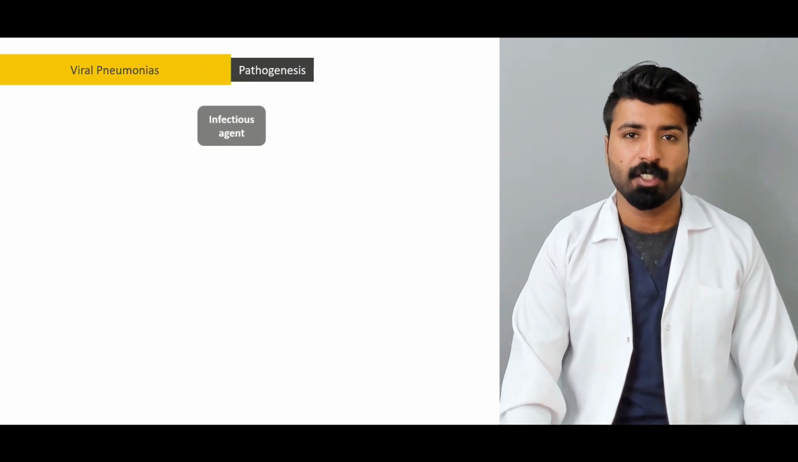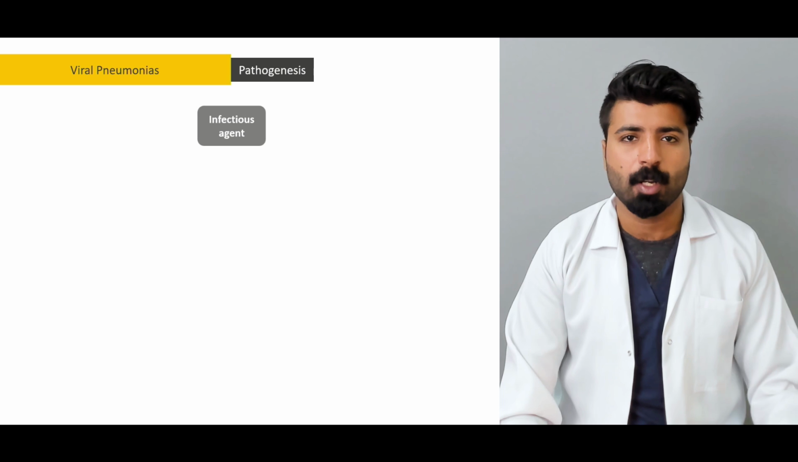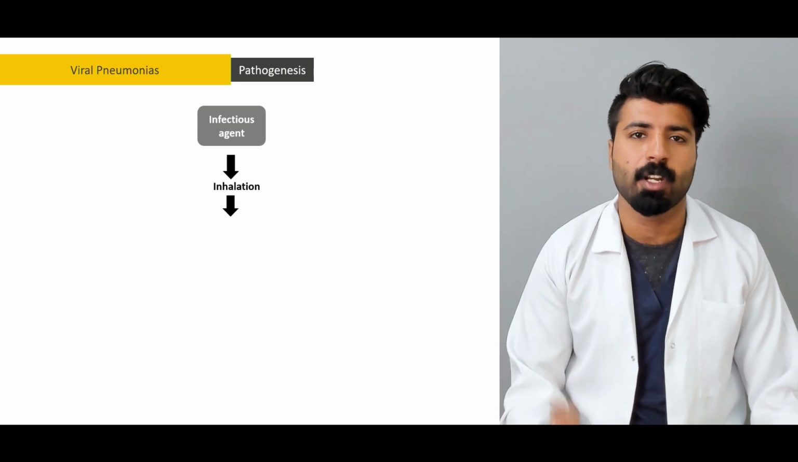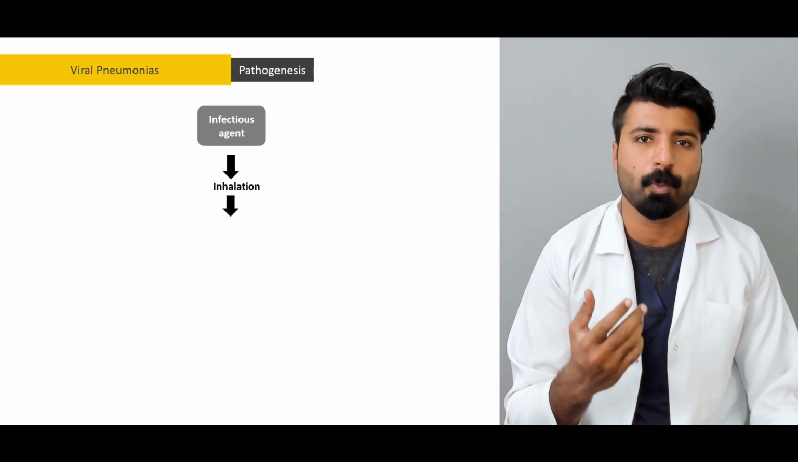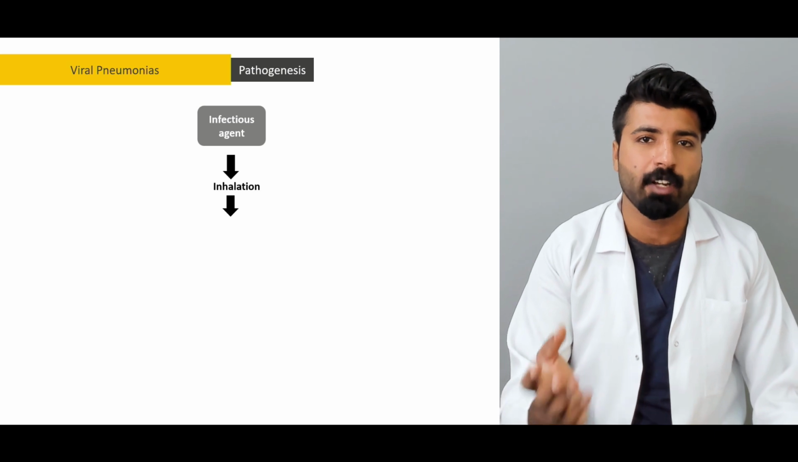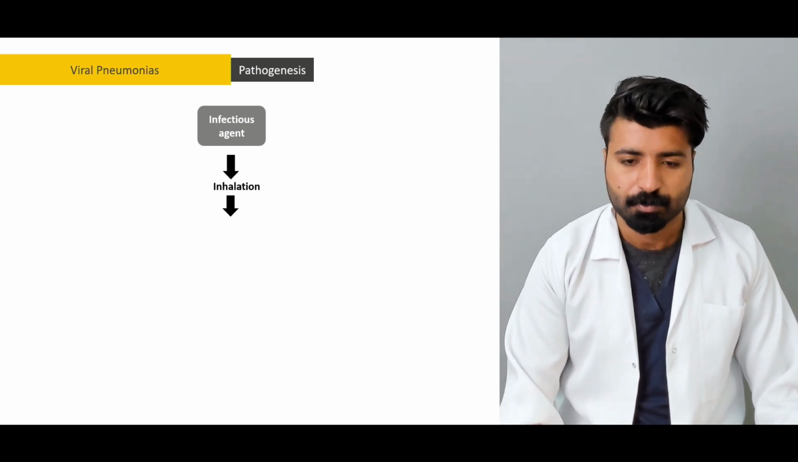But in viral pneumonia, it's totally different. So let's know how it's different from bacterial pneumonia. First of all, an infectious agent will come through how? Will come through what? Inhalation. You will inhale those droplets. You will inhale those droplets coming off the person who is already infected with these agents.